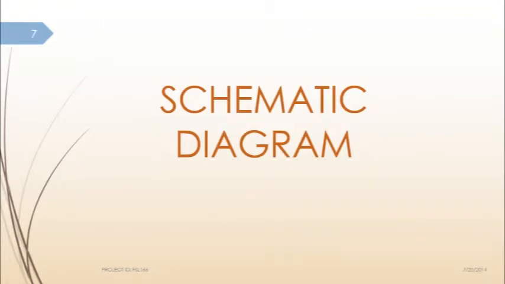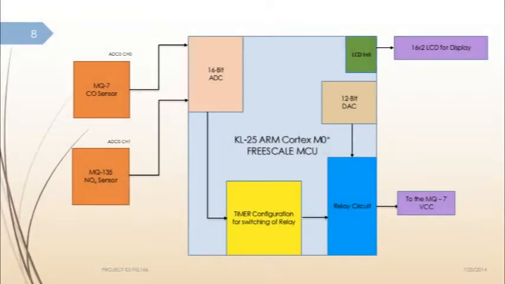Here we have a brief schematic of our design, which includes a processing unit. In that, we have ADC, DAC and timer modules which have been used for our design. ADC is a 16-bit analog to digital converter which takes the analog value from the sensors and gives a 16-bit digital output. This output is then converted into numerics and given to the LCD for display.